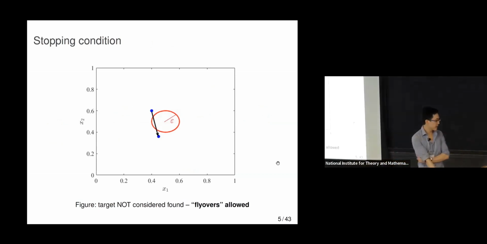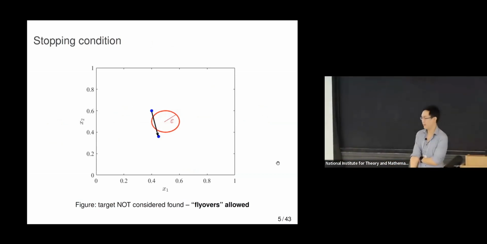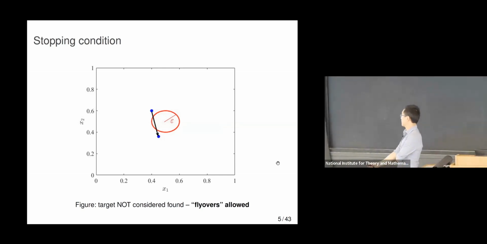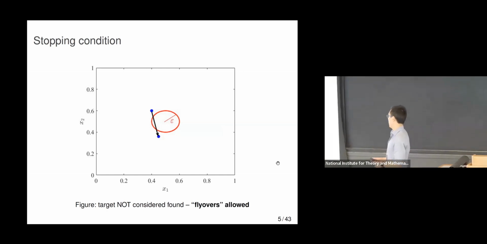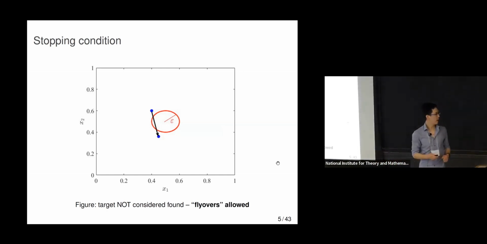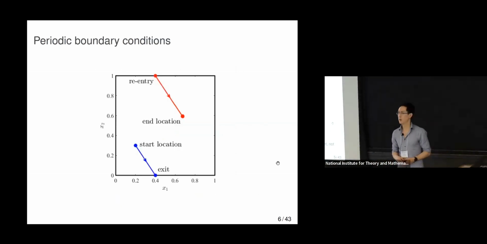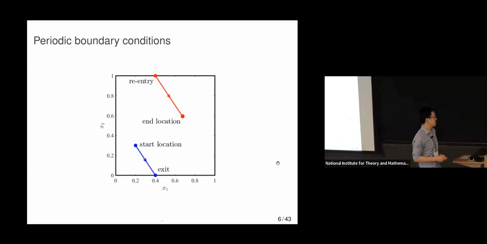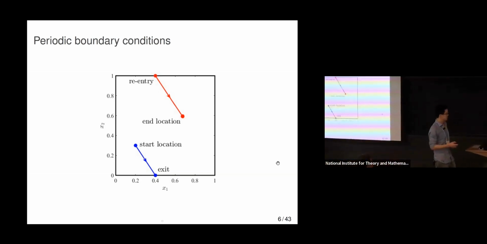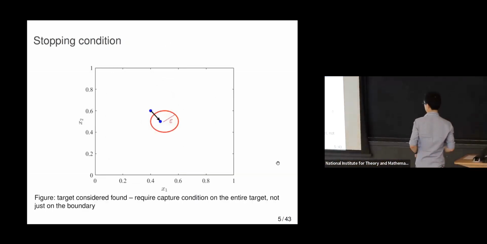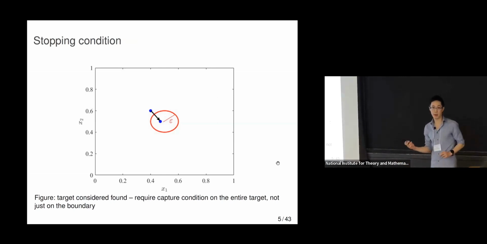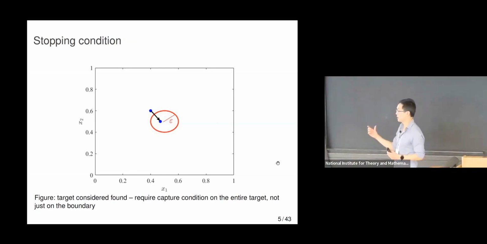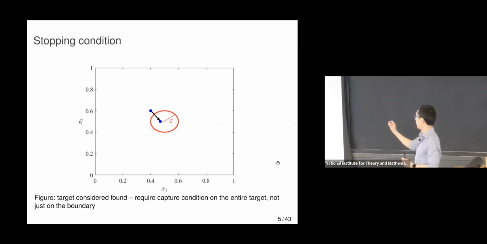And the stopping condition. What counts as a target being found? This does not, right? With a Levy flight, you can take a long jump. You can fly over the target. This does not count as a target being found. It has to be something like this. And for that, you have to impose u equals 0, not just on the boundary of the target, but in the interior as well. So it's u equals 0 on the entire disk.